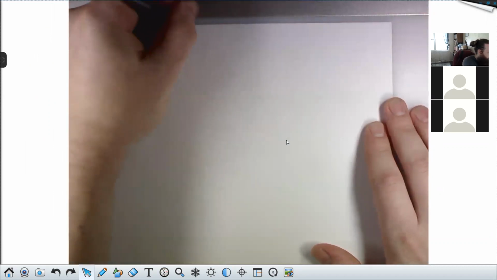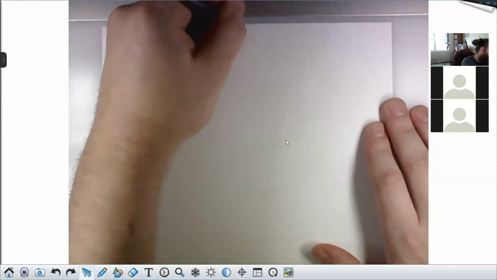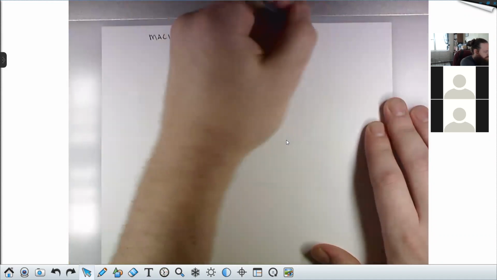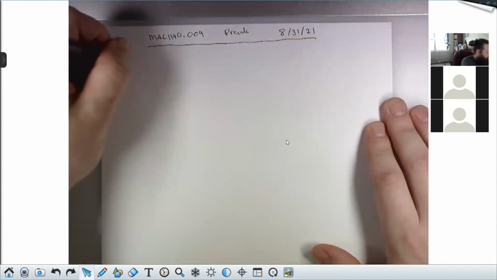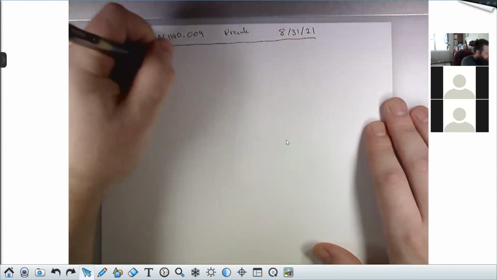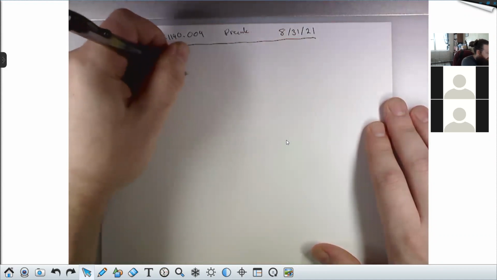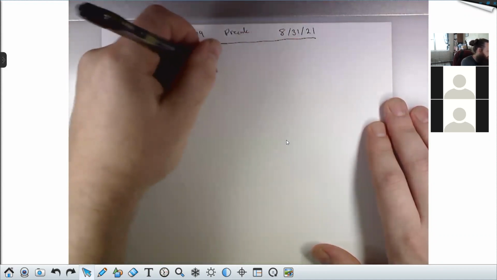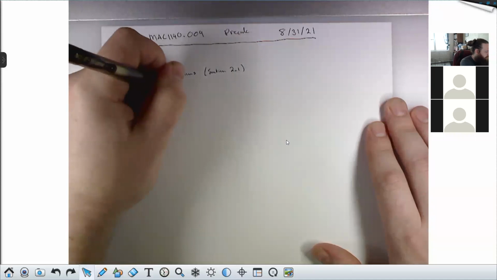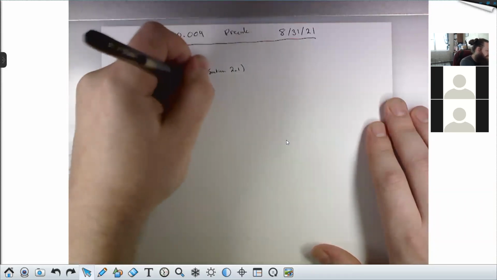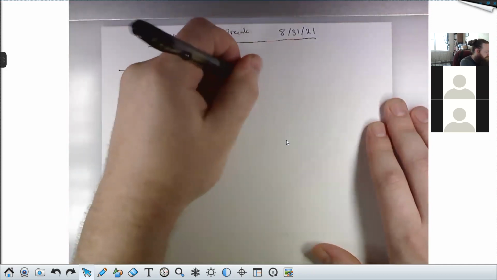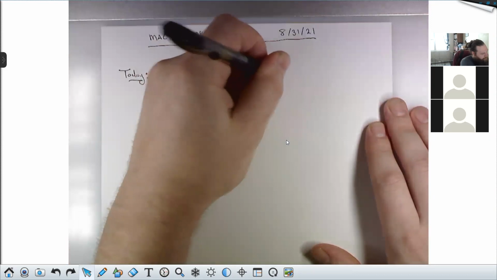MAC1140, section 009, which is a pre-calculus class. And today is the 31st of August, 2021. Today we're going to talk about functions, which is section 2.1, and their graphs, which is section 2.2.